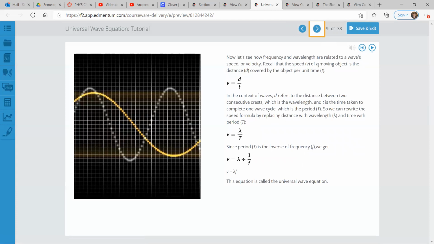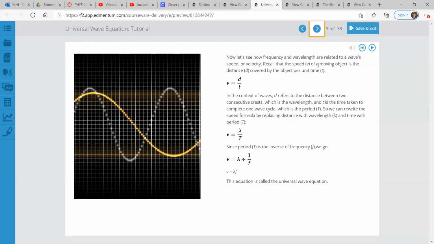Now let's see how frequency and wavelength are related to a wave's speed or velocity. We know that speed, v, or the velocity of a moving object is the distance covered by the object per unit time, t, d over t. In the context of waves, the distance between two crests is the wavelength. T is the time it takes to complete one wave cycle, which is a period, T. So we can rewrite the speed formula by replacing distance with wavelength and time with period. So v equals wavelength divided by period.